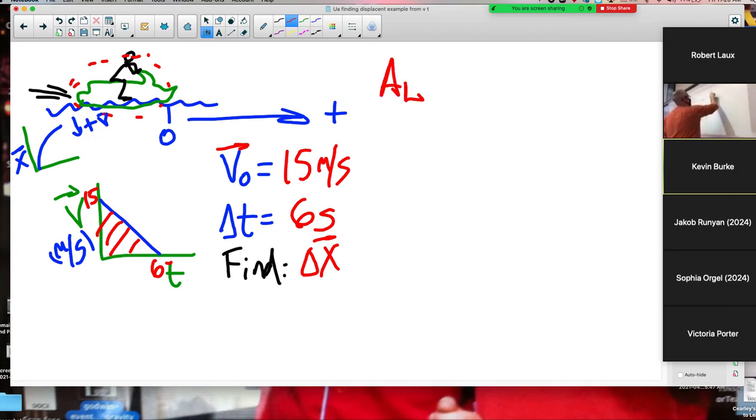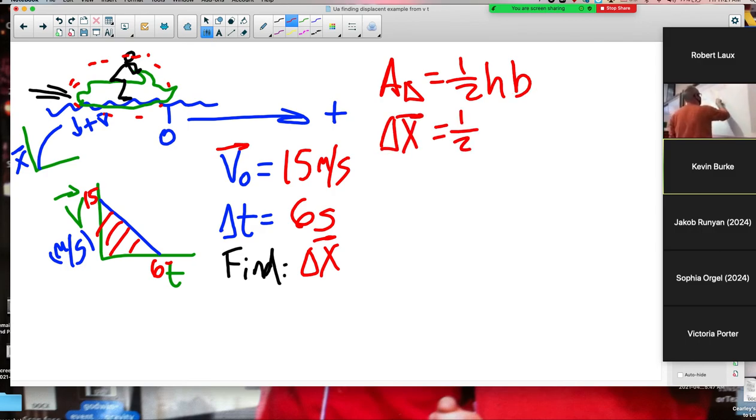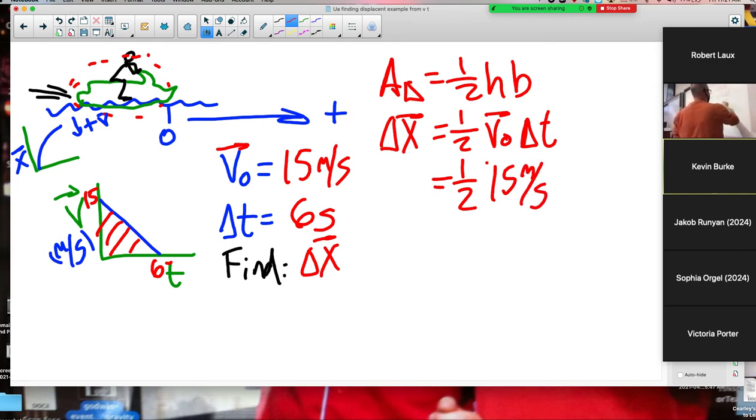So the area of the triangle we know is 1/2 height times base. We know that the area of the triangle is the displacement, and in this case, the height of our triangle is our starting velocity, and the base of our triangle is our change in time. Addison, what was our starting velocity again? 15 meters per second. Thank you for including the units. And our change in time was 6 seconds.